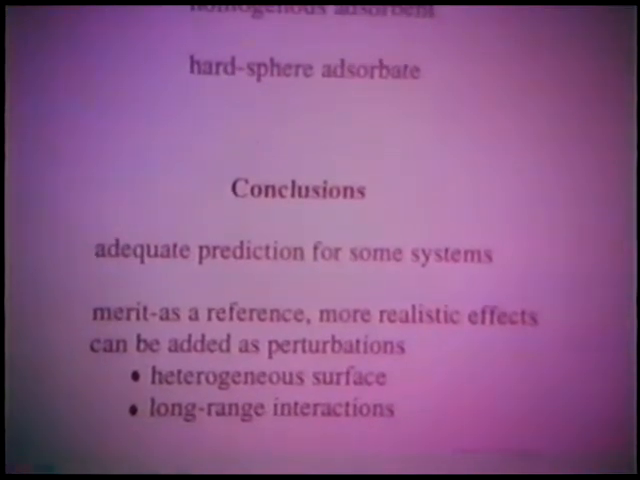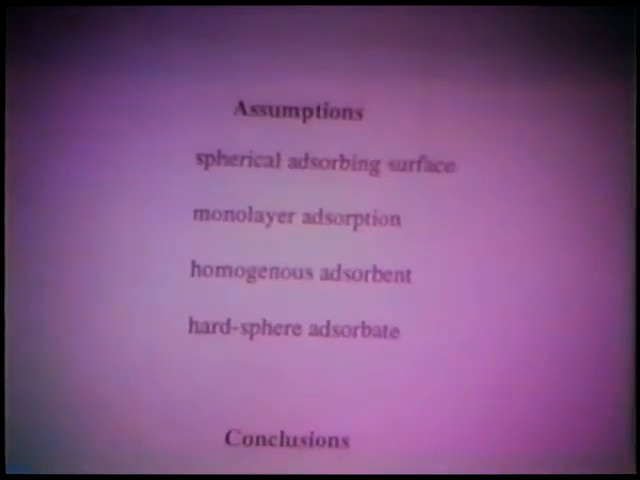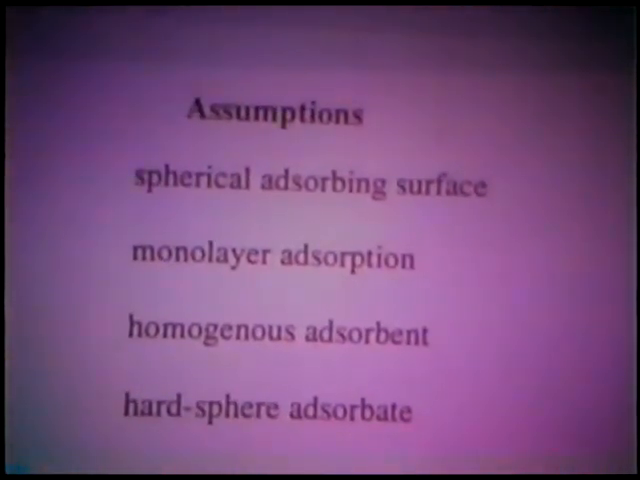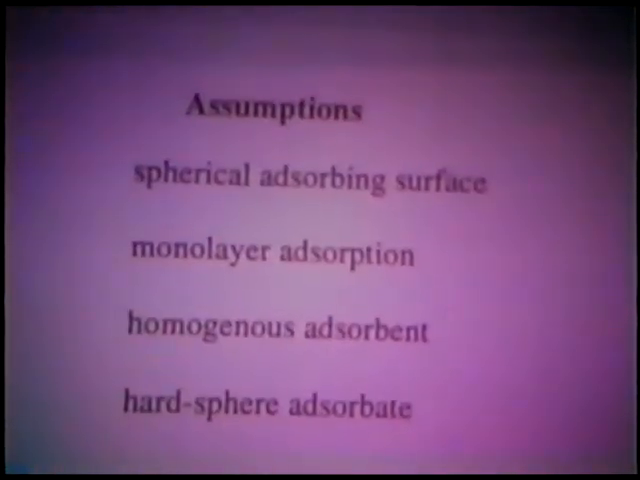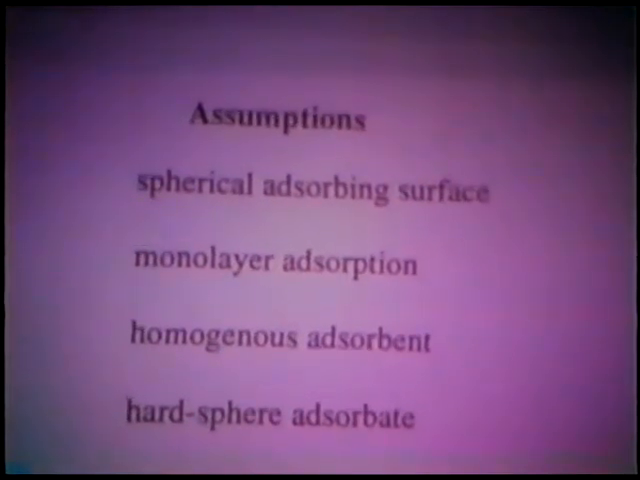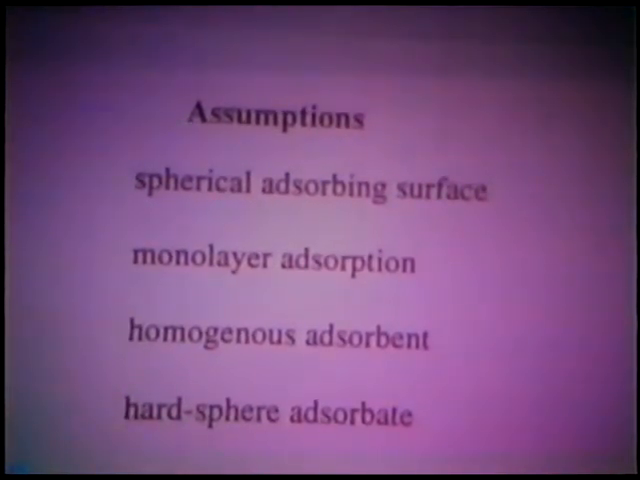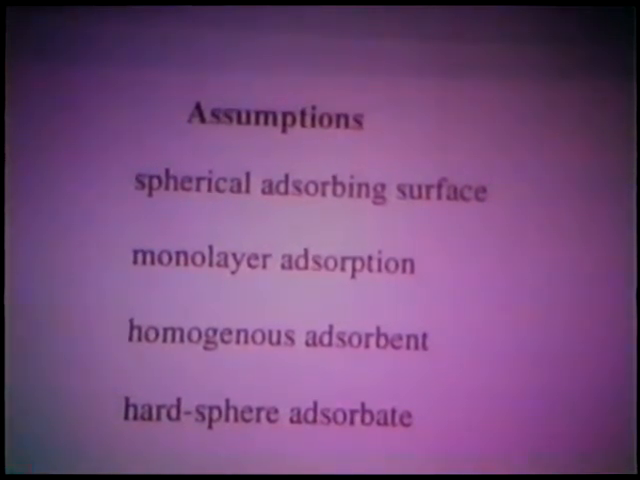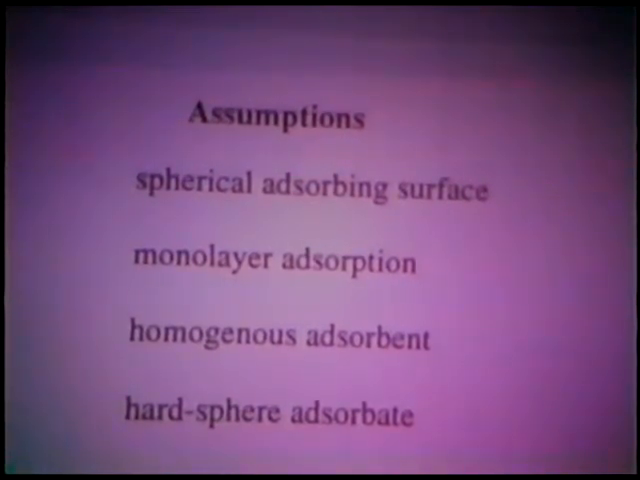Let me just review the assumptions we made, and they're rather severe. The first assumption is that we have a spherical absorbing surface, and this is the most justified assumption in light of the shape of the cavity gas potential energy curve. The second assumption is that we have monolayer absorption, and this definitely may not be true, and was the reason for failure for some of our fits. Thirdly, we can assume that we have a homogeneous absorbent, and fourthly, we have a hard sphere absorbate.